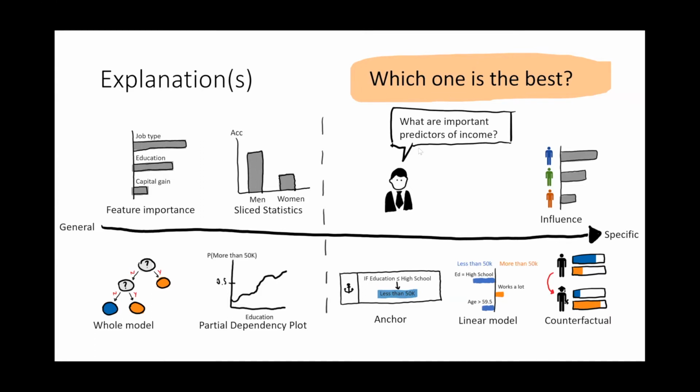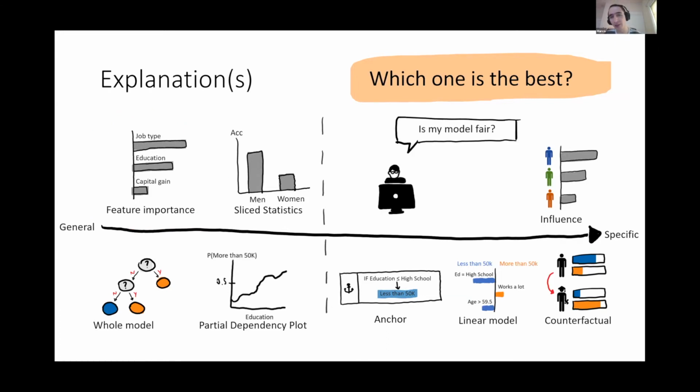So if you're a sociologist trying to predict important predictors of income, figure out what's important when predicting income, then maybe what you want is a feature importance explanation, because that's precisely what it's giving you. What are important features? It's not telling you how, but what's important.